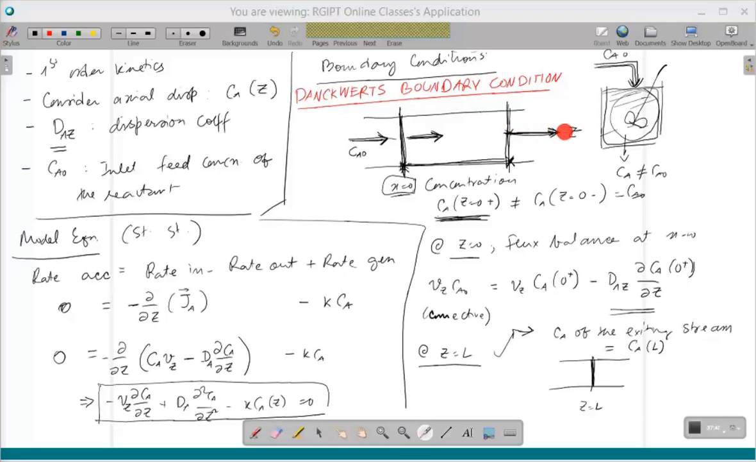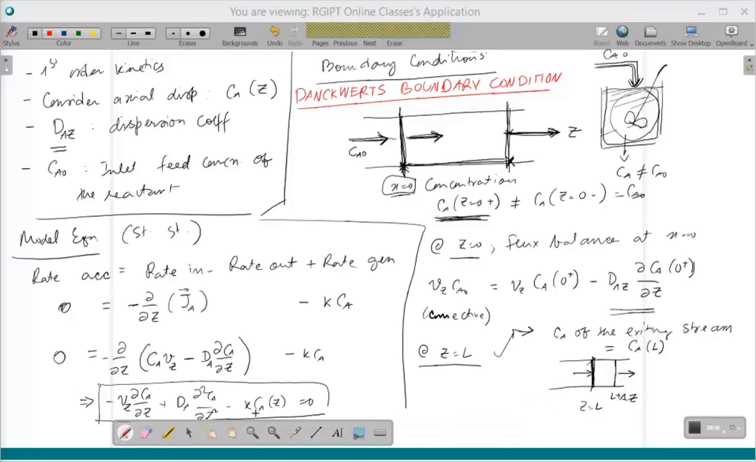Okay, so this way concentration is constant. This side concentration is constant. Because of that, if you just again apply this, let's say this is L plus delta Z, and then you apply the flux balance: flux that is entering and flux that is leaving.